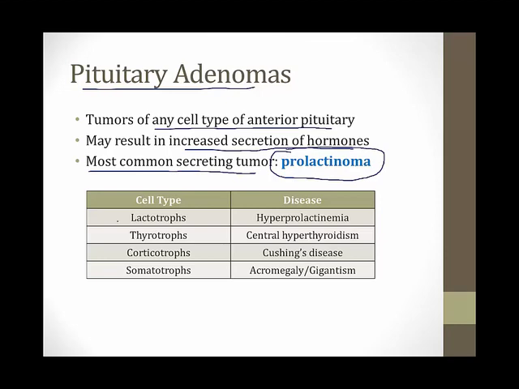If you look at this chart on the screen, I've shown you what can happen if you get an adenoma from the different cell types in the anterior pituitary. So an adenoma of lactotrophs leads to hyperprolactinemia. An adenoma of thyrotropes leads to central hyperthyroidism. An adenoma of corticotrophs leads to Cushing's disease. Remember that Cushing's syndrome is a syndrome of excess cortisol. Cushing's disease is a pituitary tumor causing Cushing's syndrome, and that tumor comes from an adenoma of the corticotrophs. And then finally, if the somatotrophs develop into an adenoma, that will produce an excess of growth hormone, which leads to acromegaly and gigantism, which we'll talk about later.